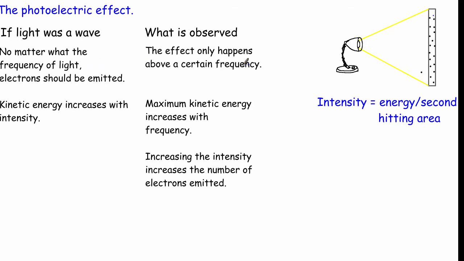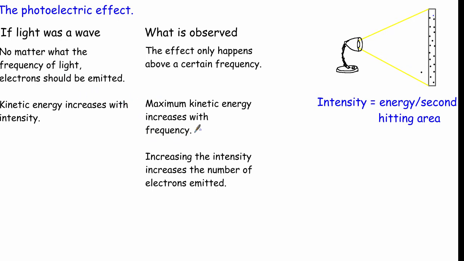What they actually saw though is that this doesn't happen. What actually happens is that this effect only happens if we have light above a certain frequency. So you could shine low frequency light onto this particular metal for as long as you wanted, and these electrons would never ever be emitted. They also found that the maximum energy does not increase with intensity.